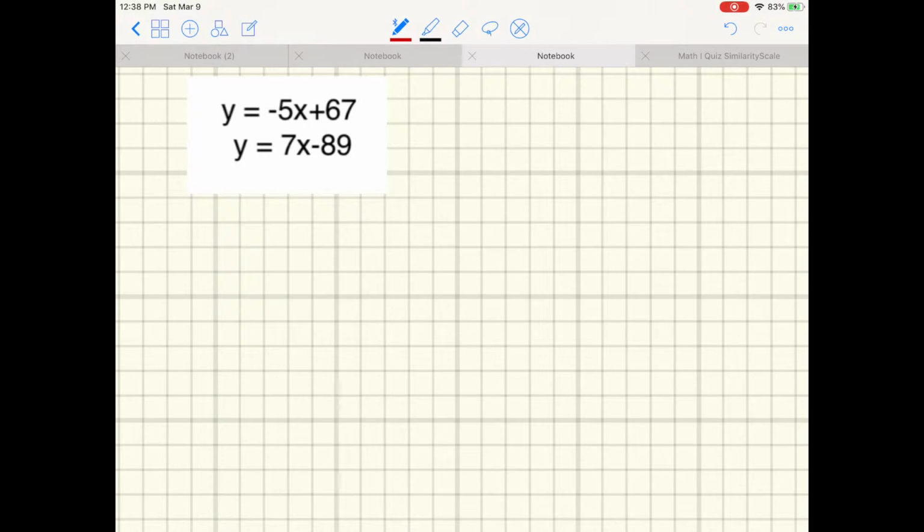That means since the y's are equal, we can say that the rest of the equations must also be equal. Negative 5x plus 67 must be equal to 7x minus 89. That's why it's called the comparison method.